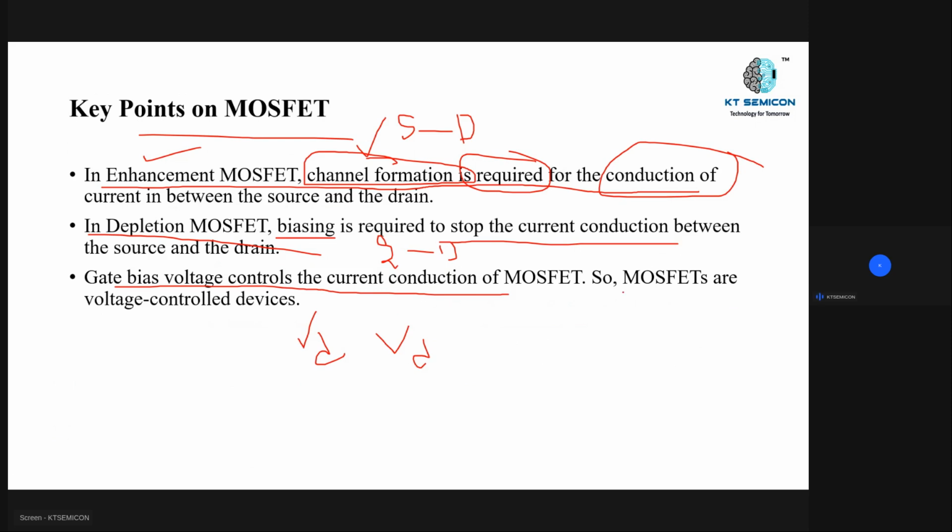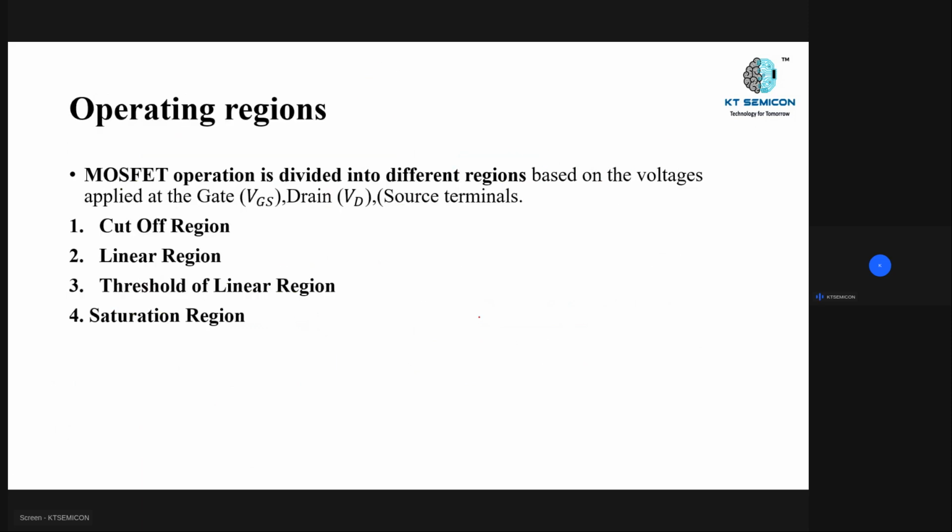That's why MOSFETs are voltage controlled devices. Depending on the VD voltage and VG voltage, we are controlling the device. So we are controlling the MOSFET; that's why it is also known as a current control device. After that, we have four different regions. MOSFET operation is divided into different regions based on the voltage applied at the gate terminal and the drain terminal.